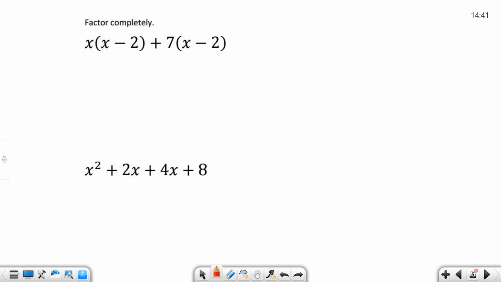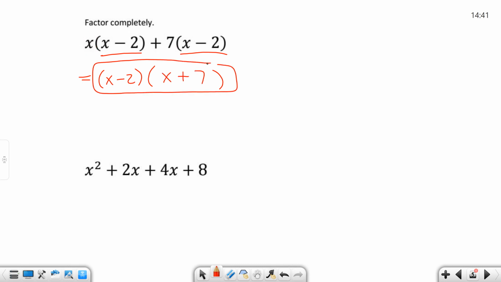So when I look at this first one, I have x and then I have x minus 2. This is all a factor. It's in parentheses, plus 7. And again, I have a whole factor in parentheses. This is a group of terms. Are those two groups of terms the same thing? Yes. Well, what do I do whenever I factor out a GCF? I write it in front. So x minus 2 in front, and then what's left over? x plus 7. And there it is. Okay?